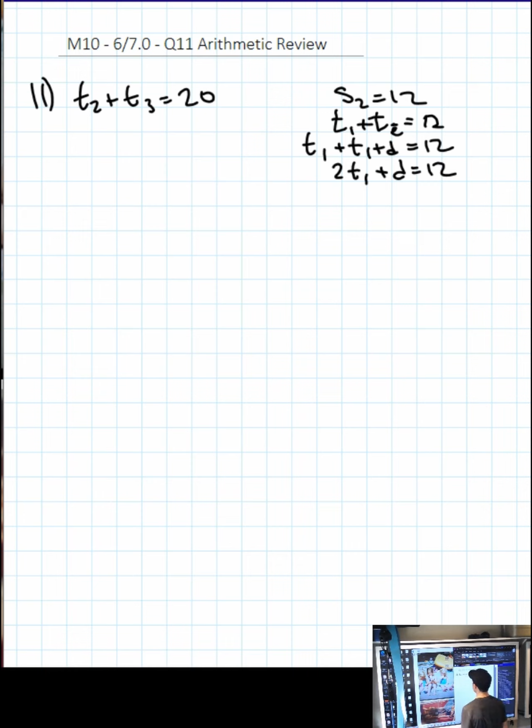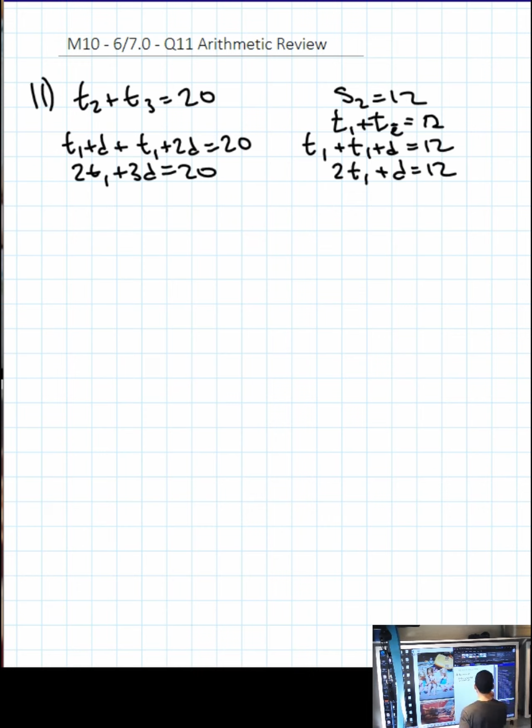Working on the equation on the left, T2 is just T1 plus D, and T3 would just be T1 plus 2 differences. So we've got 2 equations with 2 unknowns. We can clean it up. T1 plus T1 is 2T1. D plus 2D is plus 3D equals 20. So we have 2 equations, 2 unknowns we can solve.